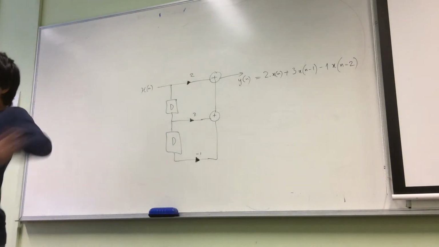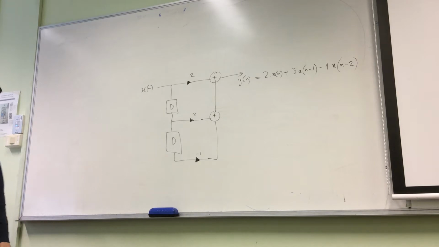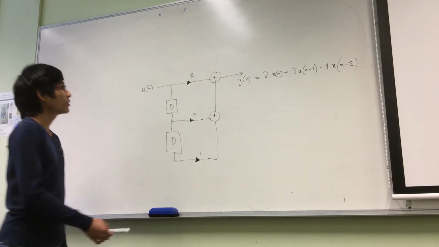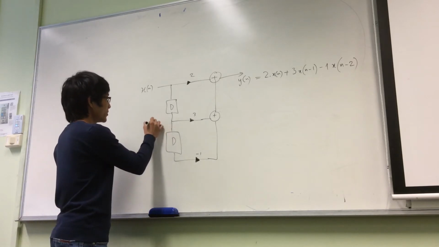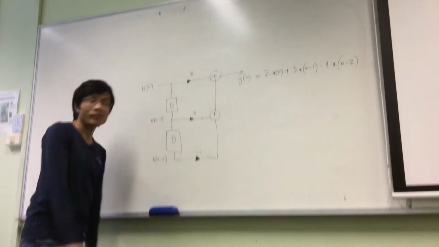Why minus 2? Because of two delays. Sorry, this is x[n-1] and this is x[n-2]. You're right. Yeah, we did this before.